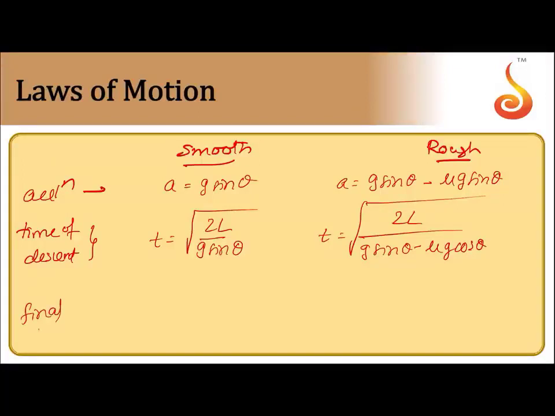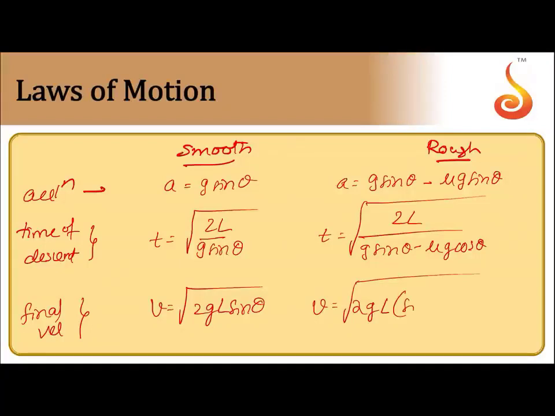Final velocity v is equal to square root of 2gl sine theta, while in this case it is square root of 2gl into sine theta minus mu cos theta. That's right. So if you observe carefully, if I call these subscripts S to indicate smooth, and these are R to indicate rough, what do we notice?